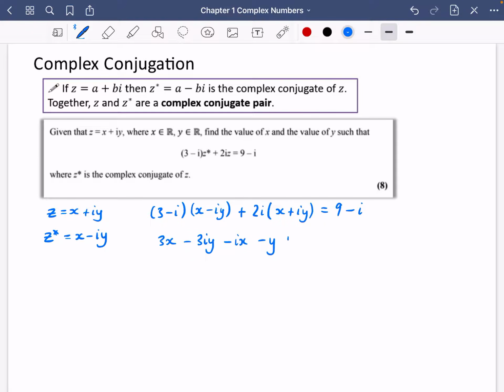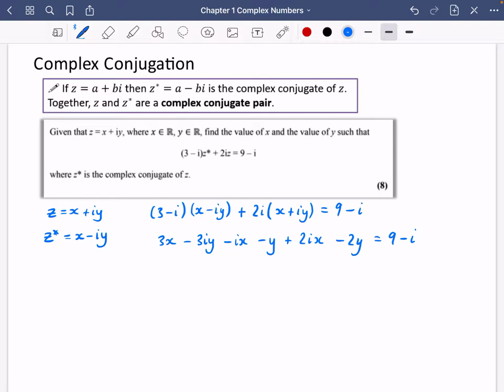And then from the next bit, we get 2ix plus, oh, not plus because we have the i squared here. 2i times iy, you get i squared, which is minus 1. So you get minus 2y equals 9 minus i.